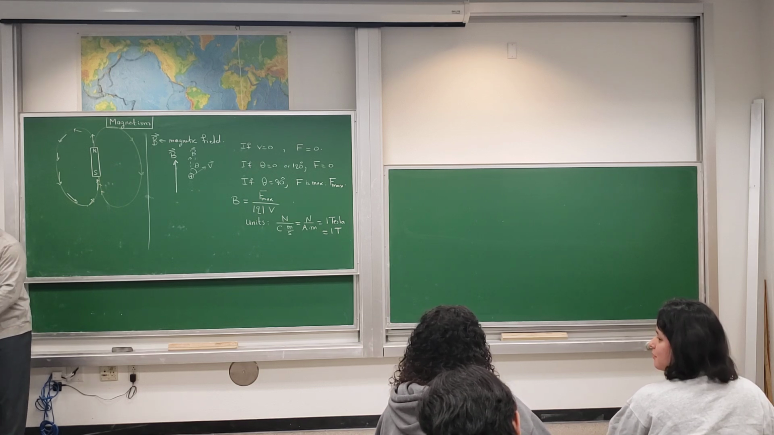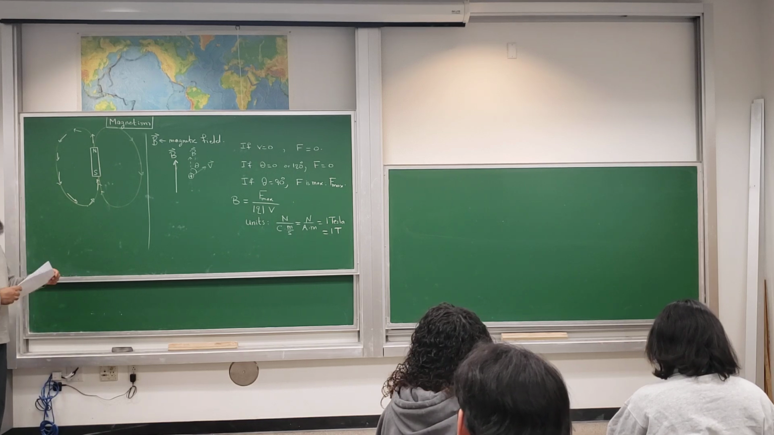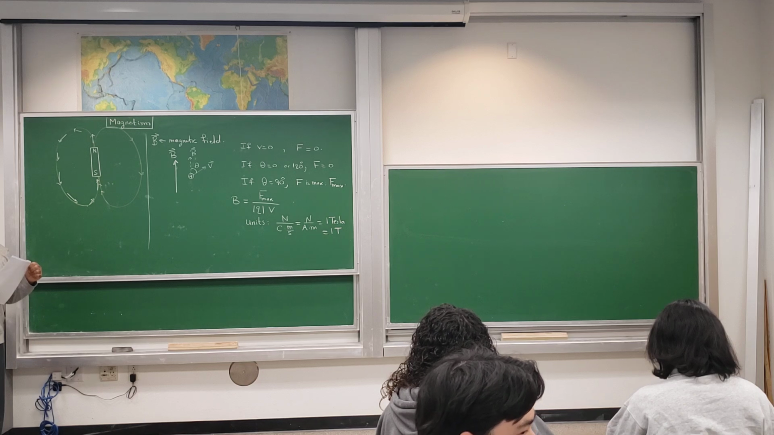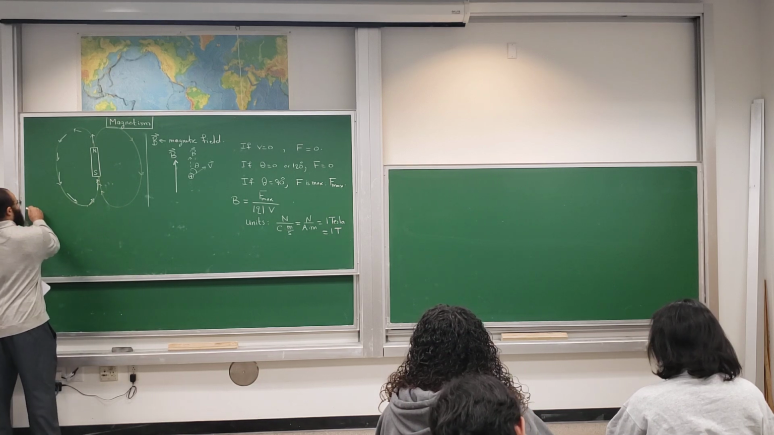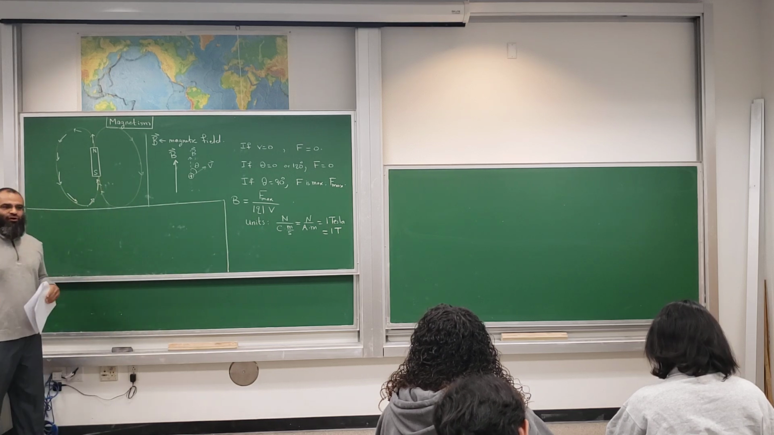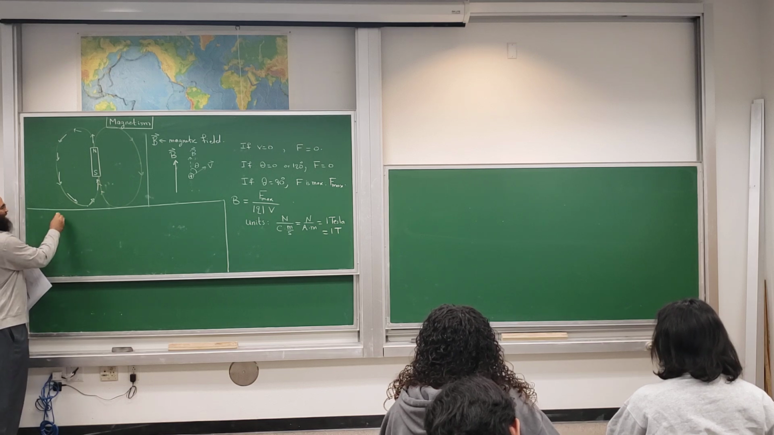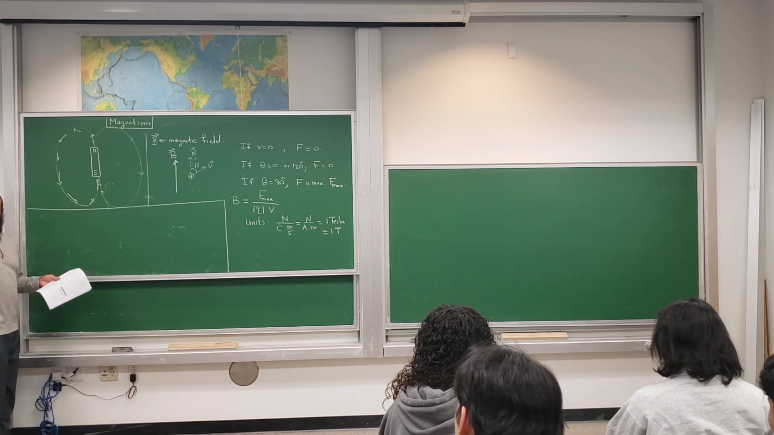Now, how much is a Tesla? Is that a lot or a little? It's actually a lot. It's a strong magnetic field. But strong is kind of subjective, right? If you say something is strong or weak, compared to what? So let's compare it to the most familiar example, the Earth's magnetic field.